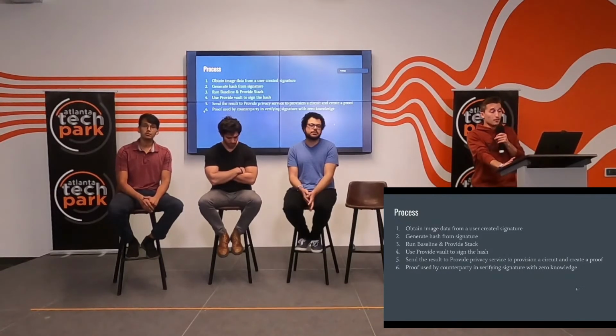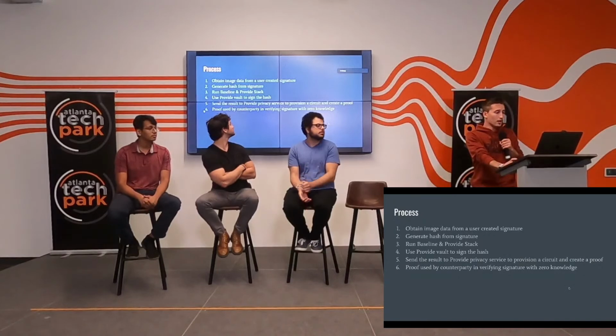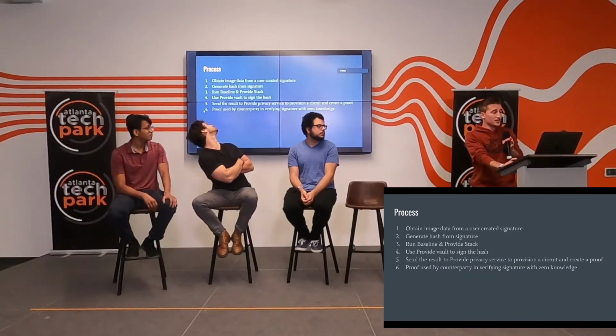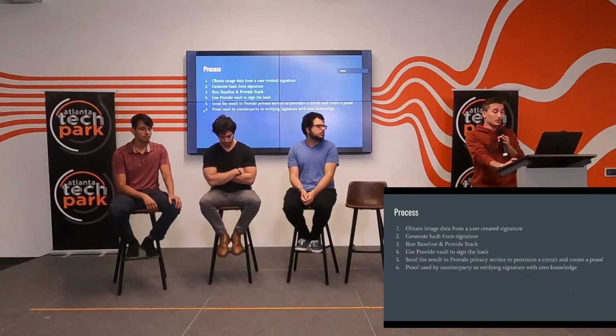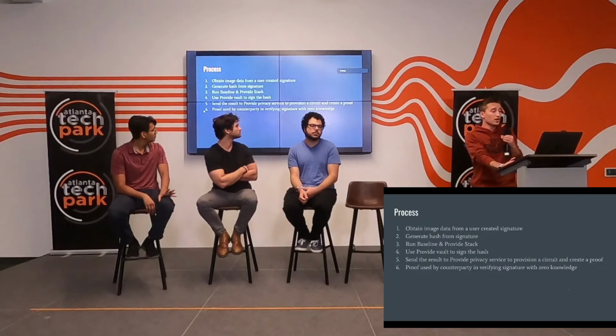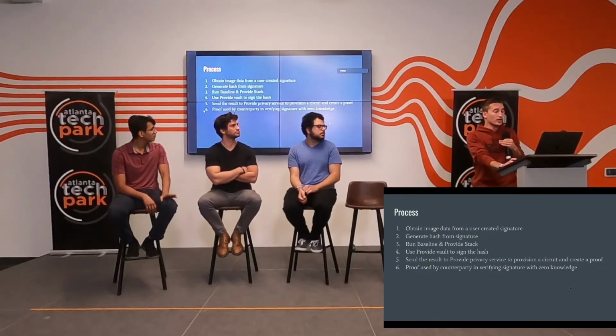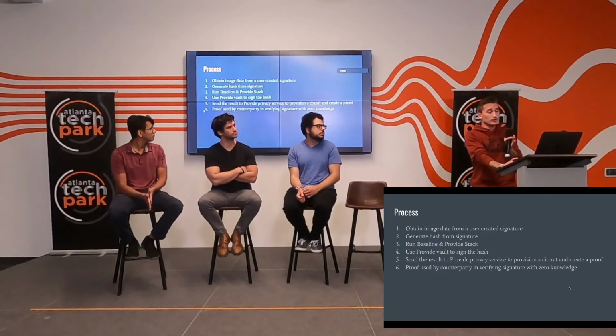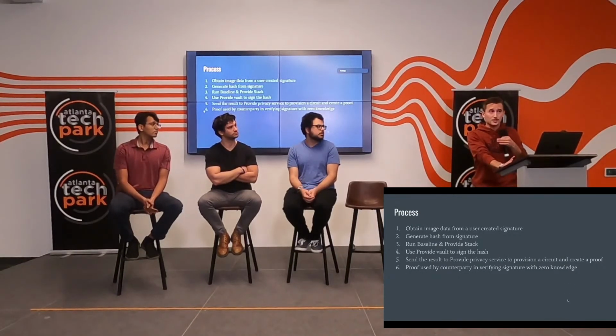step 3 here is running the baseline and provide stack. This is the stack that we're going to be using to make this a thing. Once we run the stack, we can take this hash and pass it into the provide vault to sign the hash. That will allow us to pass this signature into a circuit that we can provision to create this proof. And then from there, the counterparty can take this proof and verify that the signature has taken place specifically with zero knowledge, without seeing the signature.